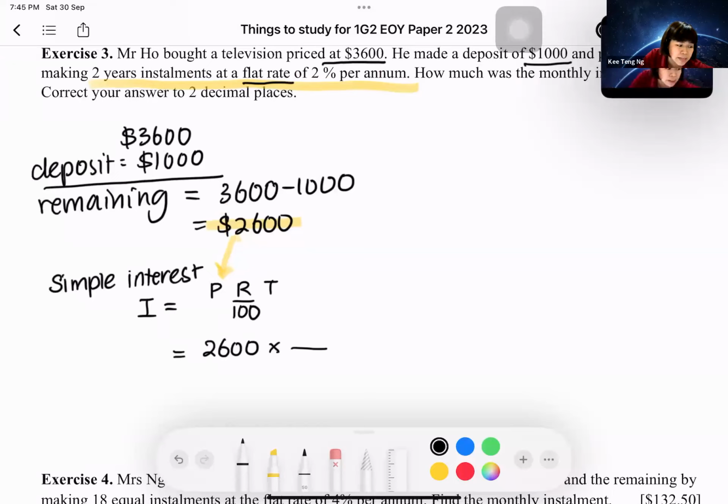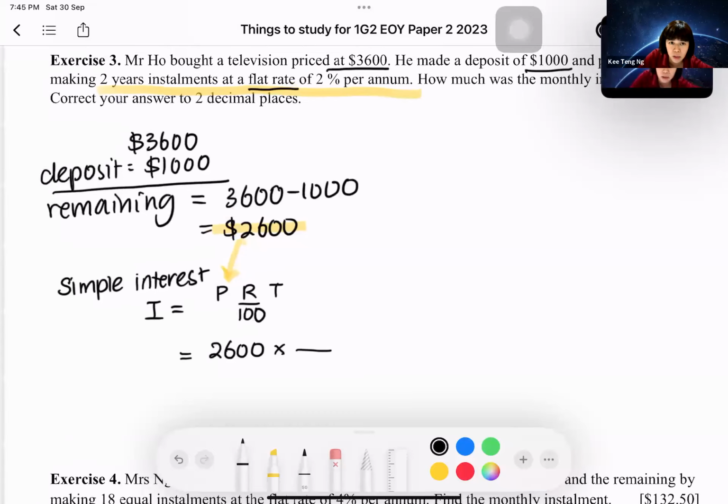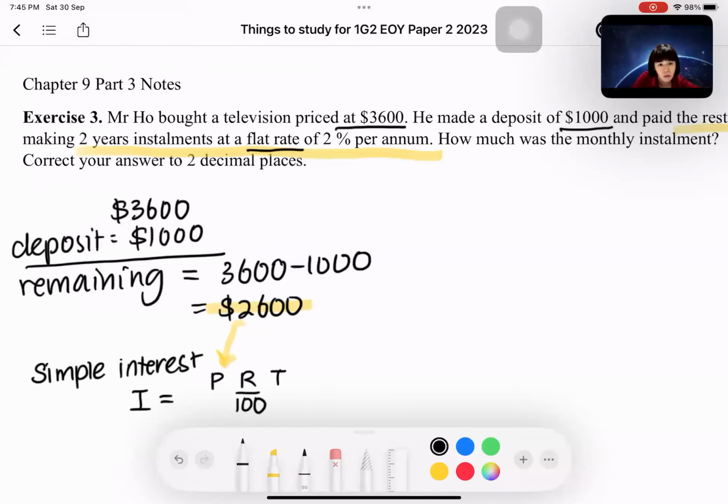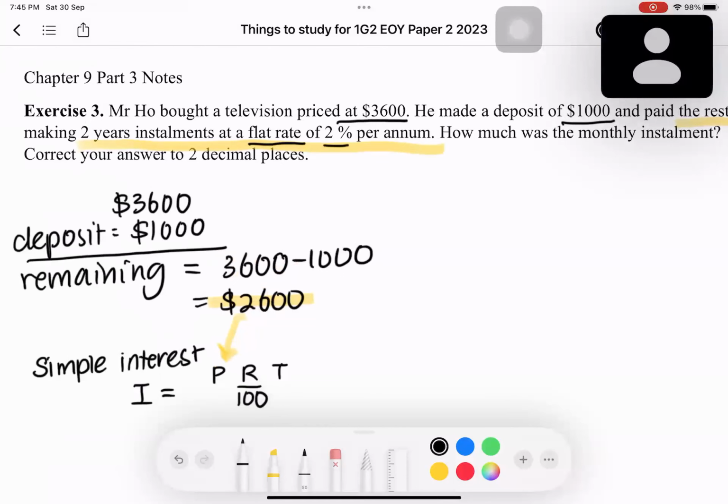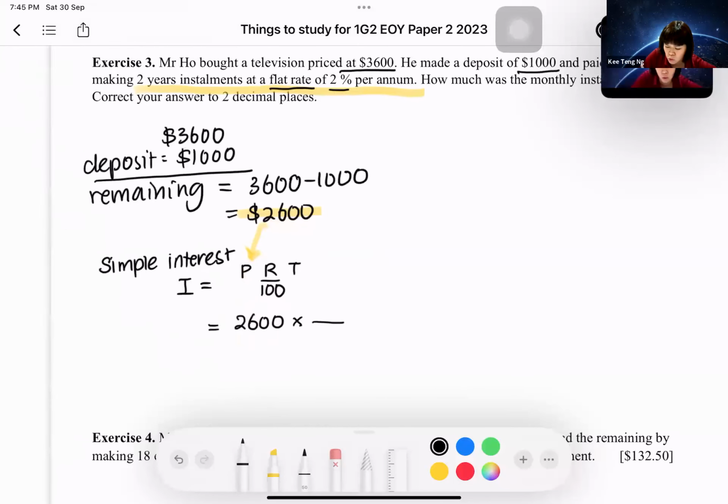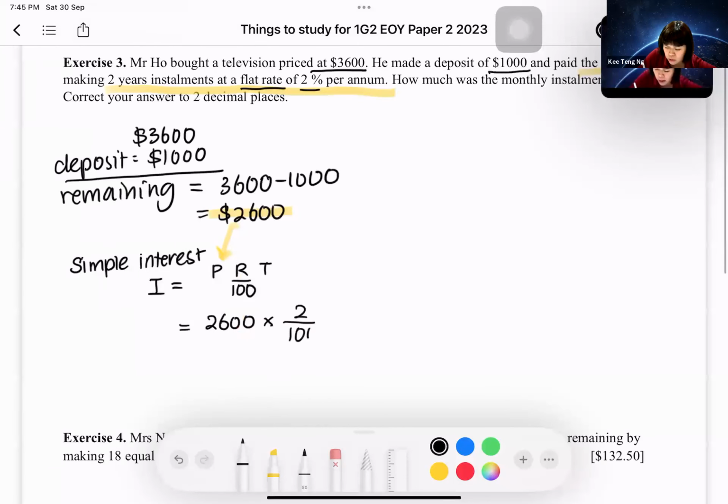Interest rate is in a percentage. So which one is our interest rate? You all remember? 2%. Yes, very good, 2%. So this one is my 2%, 2 over 100. Since it's percent, we change it to the number 2 over 100, times time period.